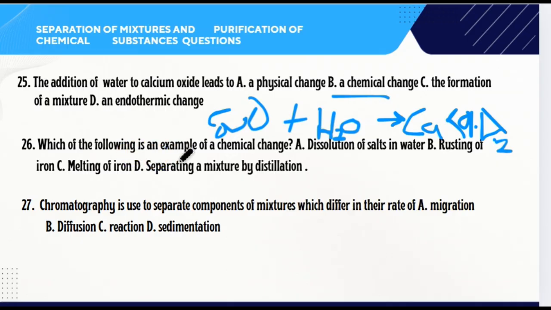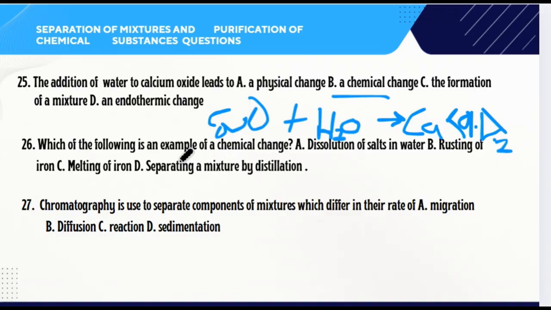Which of the following is an example of a chemical change? A chemical change is a change that involves formation of new product, and it's not easily reversible. Let's take a look at it. The first one is saying dissolution of salt in water. Since we can recover the salt by evaporation, it's a physical change.